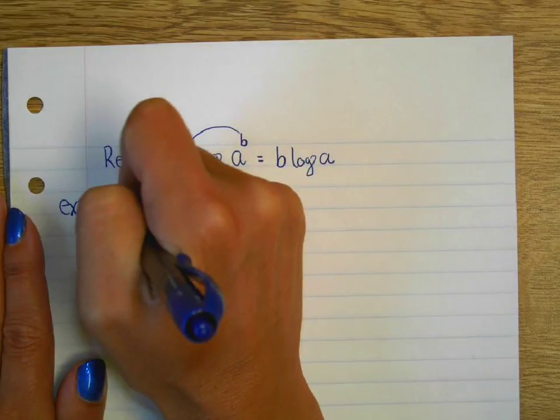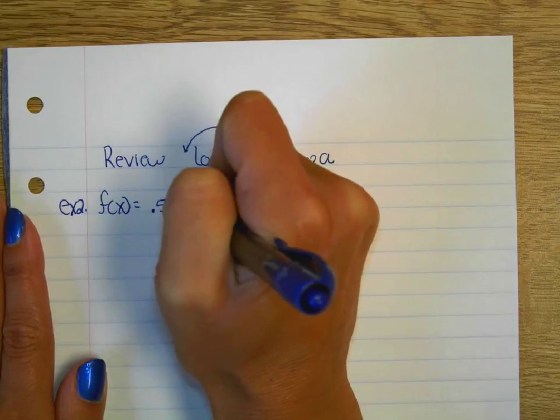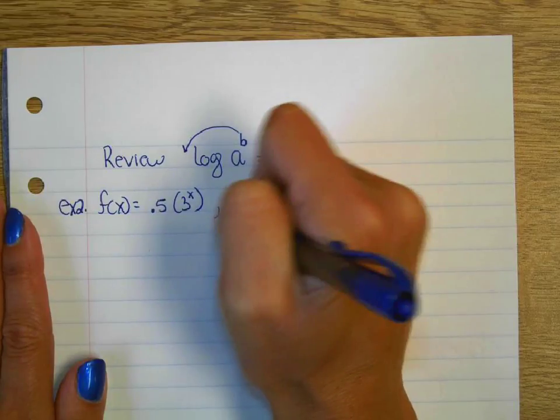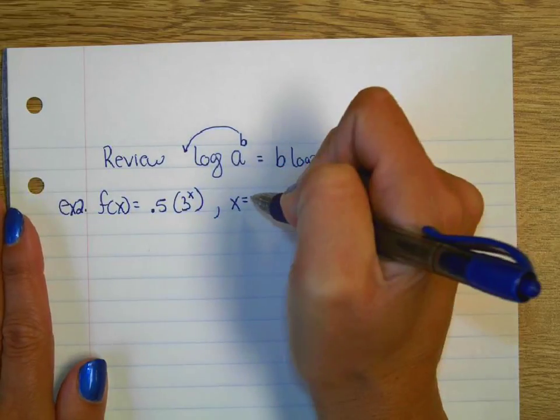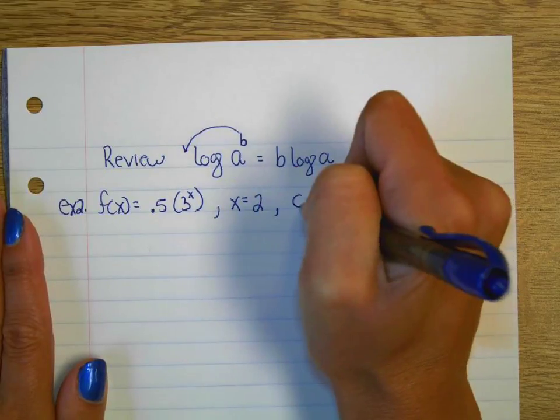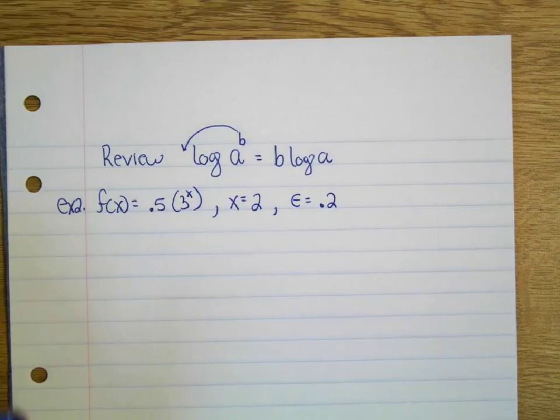f of x equals 0.5 times 3 raised to the x. We want to approach an x value of 2, and we're going to have an epsilon of 0.2. So the first thing we're going to do is find that limit. Oh, first we're going to sketch.